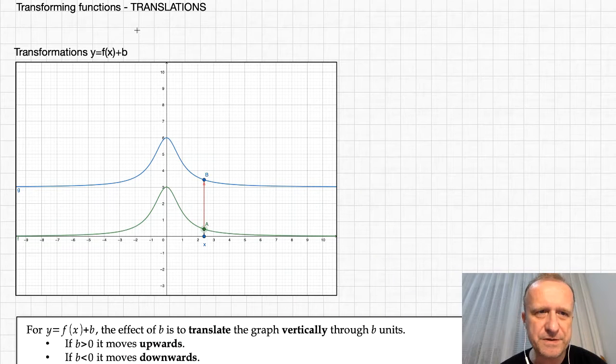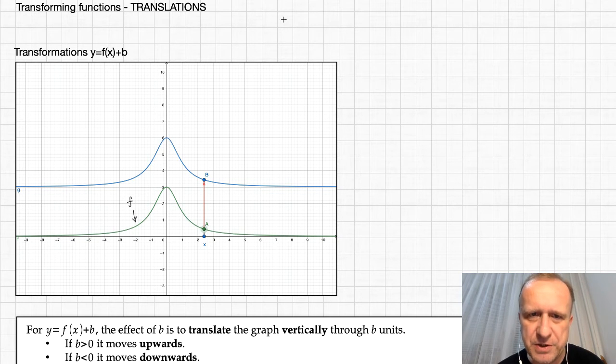Transforming functions, translations. Let us consider first the transformations of the form y equals f of x plus b. So imagine you have a general function, whatever you can imagine. Here I have not given a formula for this one. It's the green function which I call f.